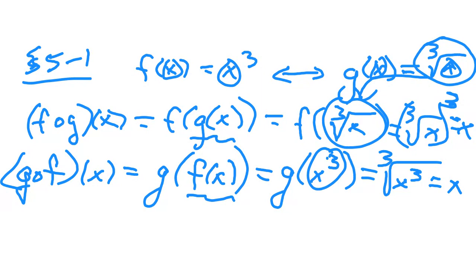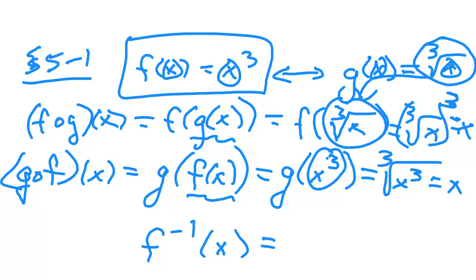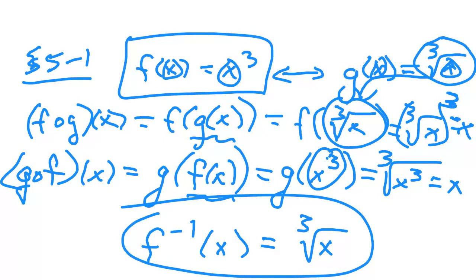So in general, this is going to be true. These are going to be inverses of each other if and only if the composition of functions both ways equals the identity function. The way we're going to write inverse notation is f to the minus 1 power. So if f of x equals x cubed, then f inverse of x is going to be the cubed root of x. And of course, in this case, the domain of f and the domain of f inverse is all real numbers.